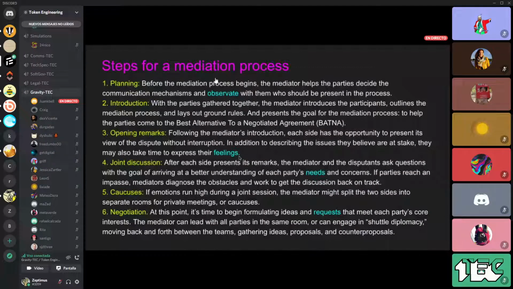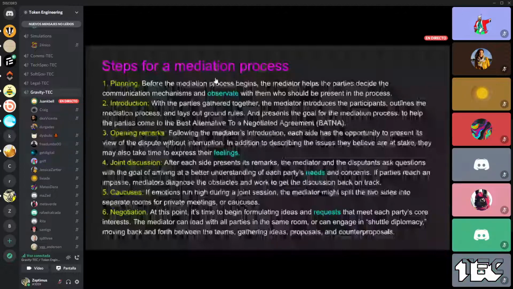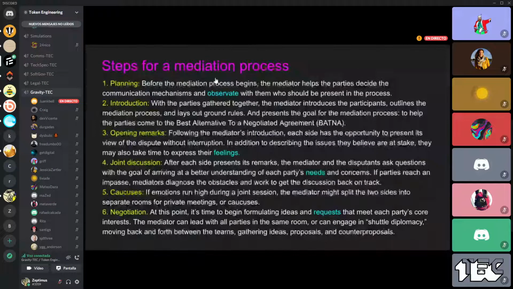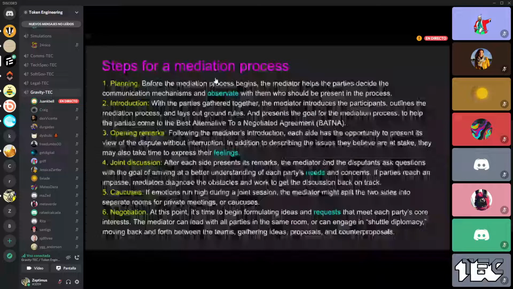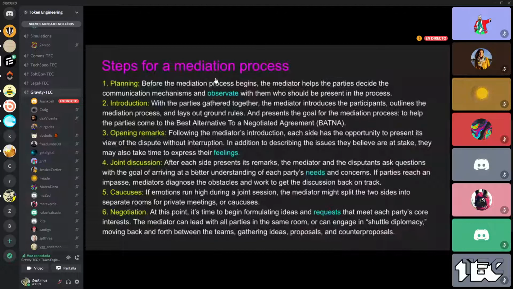And when each of those parties expresses their view of the dispute, then you can map some of the feelings and some of the interests around the discussion. The mediator has to ask, and also the disputant has to ask questions: what does the other person want, and how can they arrive at a better understanding of each one of the parties' needs and concerns?